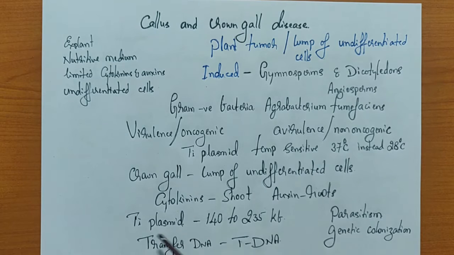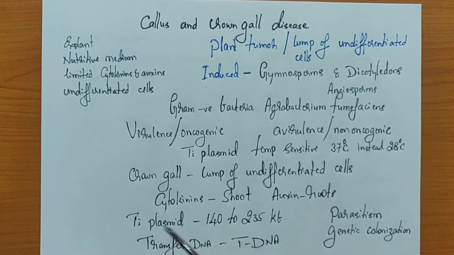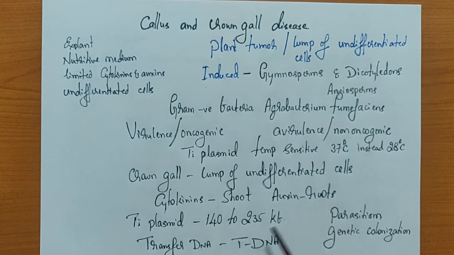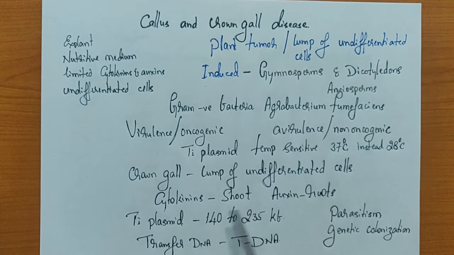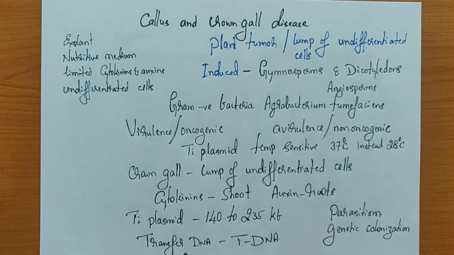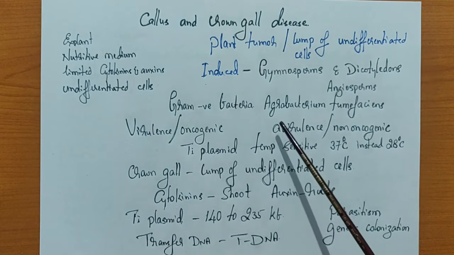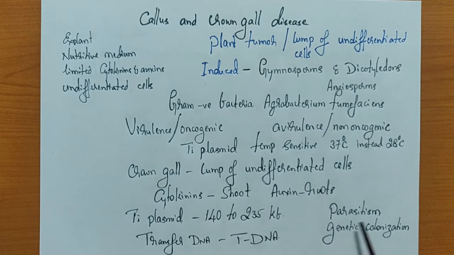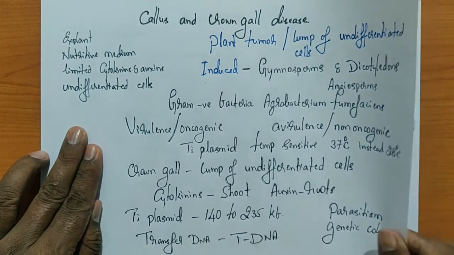For that, this Ti plasmid should get integrated into the plant cell. During the integration, because the size is so big, the entire plasmid DNA is not going to be transferred or integrated into the plant chromosome. Only a part of the DNA is going to be integrated. That part we call the transfer DNA, or T-DNA. This is purely a parasitic condition in which the microorganisms are the beneficiaries, and we also call this genetic colonization.